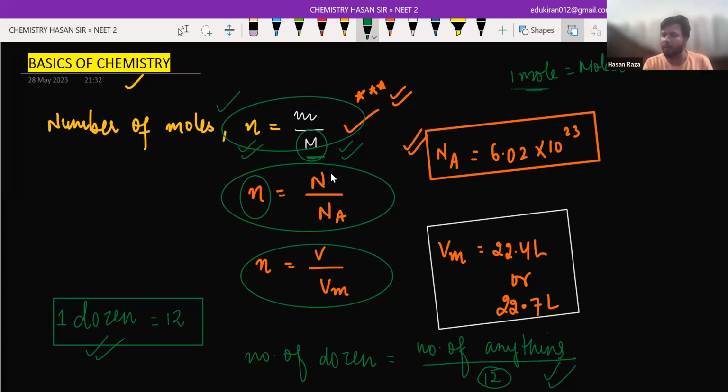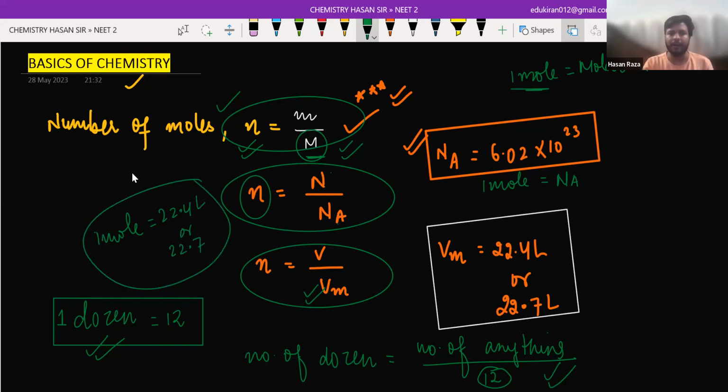Also, number of moles is equal to given number of particles upon Avogadro number, and here 1 mole is equal to Avogadro number. The number by which we divide is equal to 1 mole. And you can see molar volume is also equal to 1 mole. 1 mole is equal to 22.4 liter, or you can take 22.7 liter. So basically we have three formulas for calculation of number of moles. Is that clear? I'm going to give you some questions to calculate this.